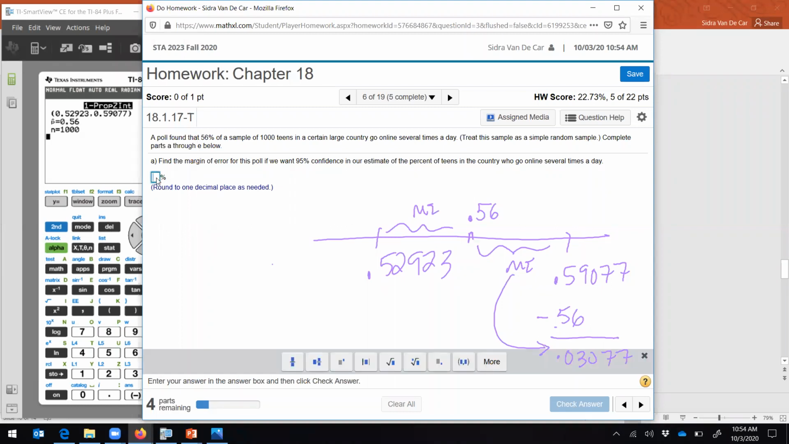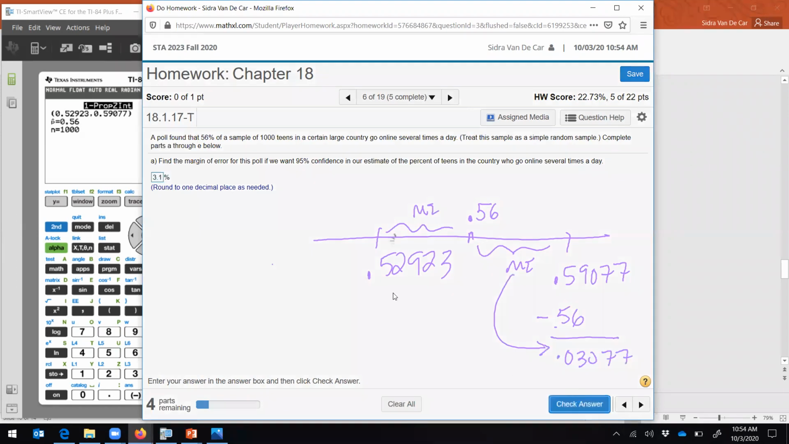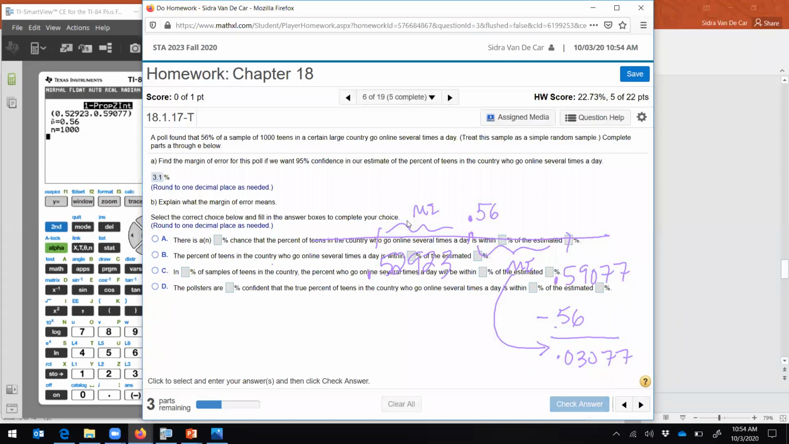All right, so that would be 3.1, because it's to one decimal place. So 3.1. Explain what the margin of error means. Okay.